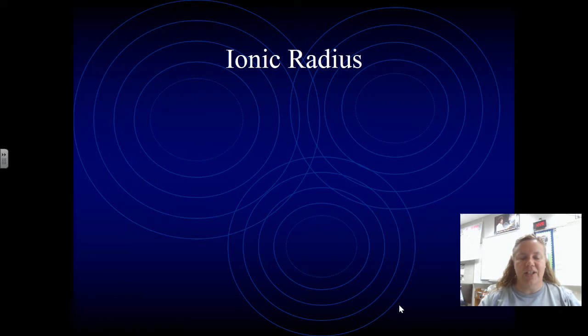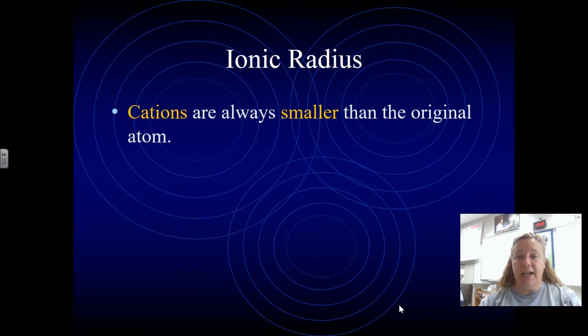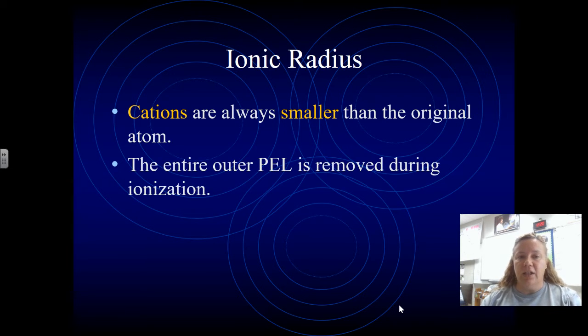Guys, it's Mrs. Duskevich. I just want to go over with you another periodic trend, the ionic radius. So first off, with the ionic radius, we have to look at cations and anions. Cations are always smaller than the original atom, and the entire outer principal energy level is removed during ionization.